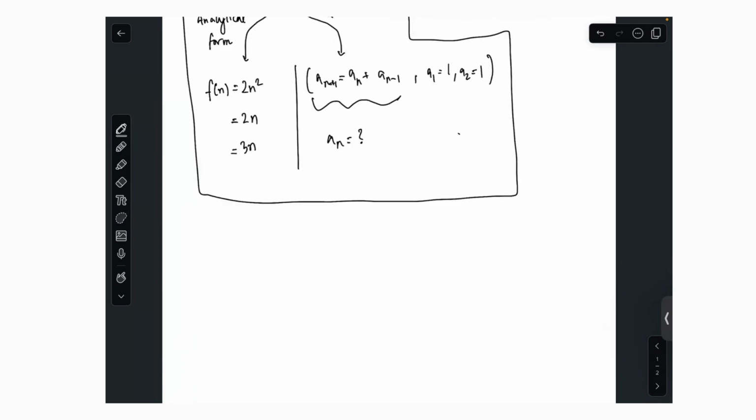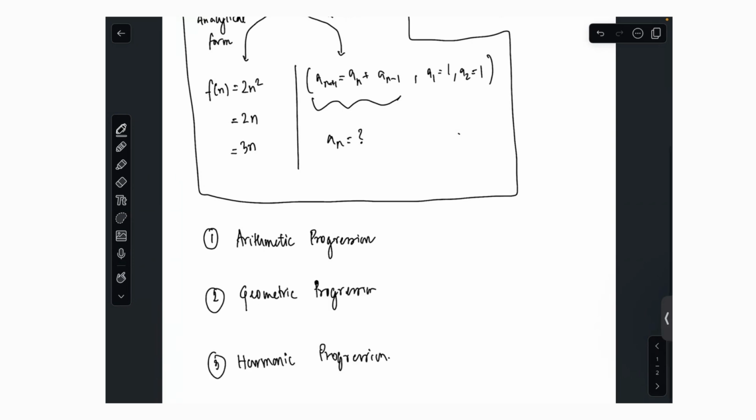So here, today we will be learning about three special sequences. Number one, what we call arithmetic progression. Number two, geometric progression. Number three, harmonic progression. Okay, so these are three different progressions, and we will learn both their analytical form, and I will see whether harmonic progression has an analytical form, or we will probably give it to you as homework.